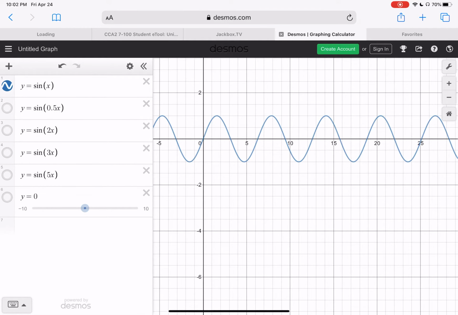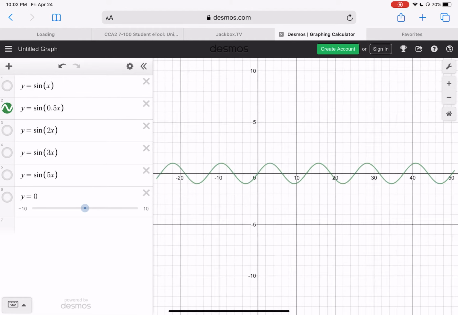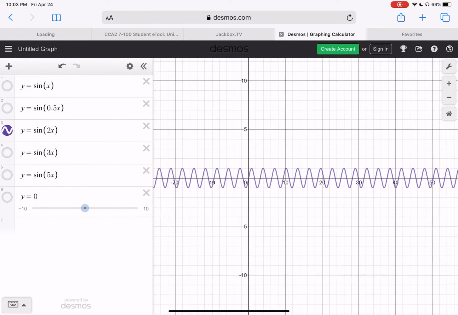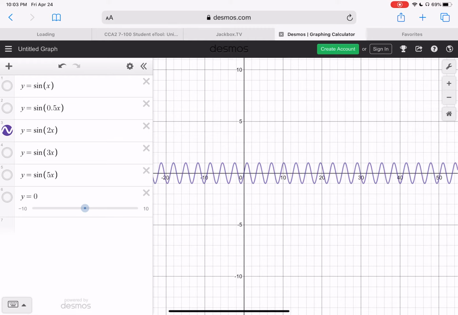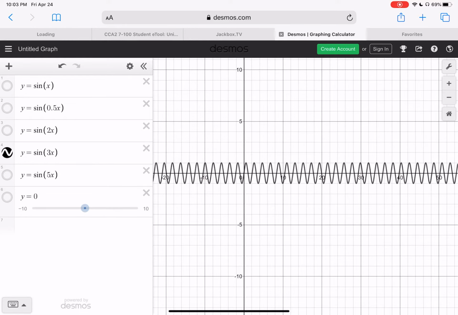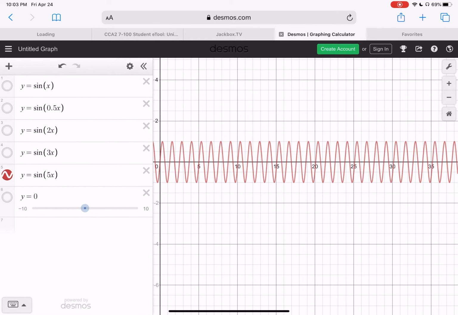Now that you've taken the time to think about all the rest of the graphs, let's look at it. We have y equals sine of x, y equals sine of 0.5x. Seems like it only has one y value for each x value. So again, that's a function. Y equals sine of 2x. Again, that's a function. It has one output for every input. Y equals sine of 3x. Again, one y value for every x value. And sine of 5x, again, has one y value for every x value.